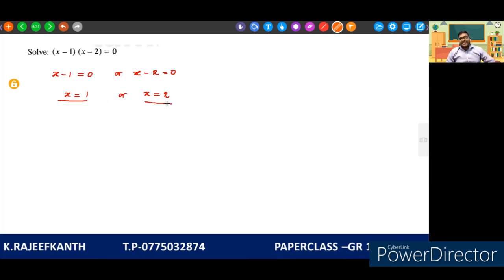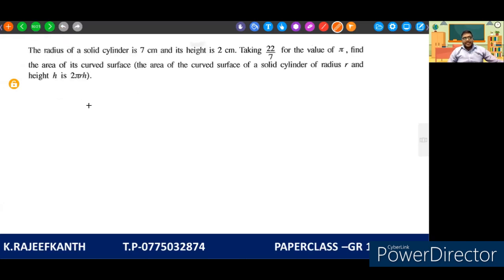The solutions of x are 1 and 2. Right? So this is a quadratic equation, so we have to write two answers for the value of x. Here the product of two expressions is equal to 0, so we should say that one of these expressions can be equal to 0. So x minus 1 can be equal to 0 or x minus 2 can be equal to 0. Then x is equal to 1 or x equals 2.